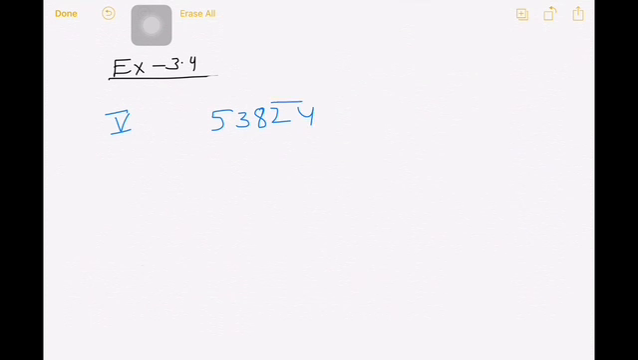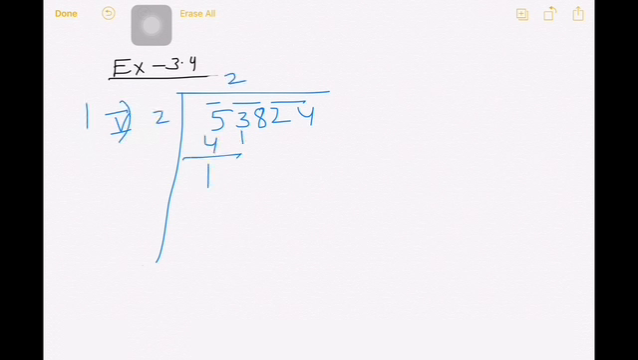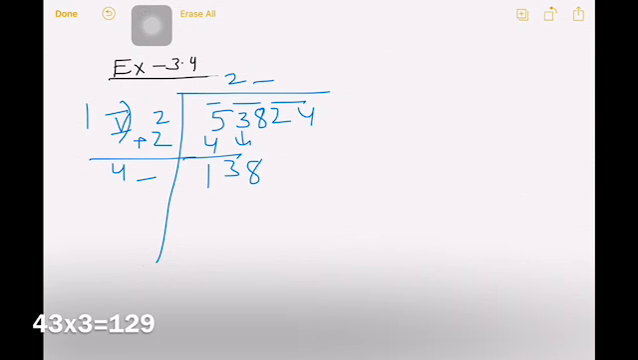53824. Pair and single. कई बार सिंगल भी हो जाता है, depends on the question that is given to you. सो 5 से छोटा स्क्वायर नंबर, 2 2 जा 4. Next pair 38. 2 plus 2 4. सेम नंबर here and here. सो 3 जा आ सकता है, like 3 3 जा 9 and 4 3 जा 12. छोटा है इससे. सो 9. This 24 will come down.